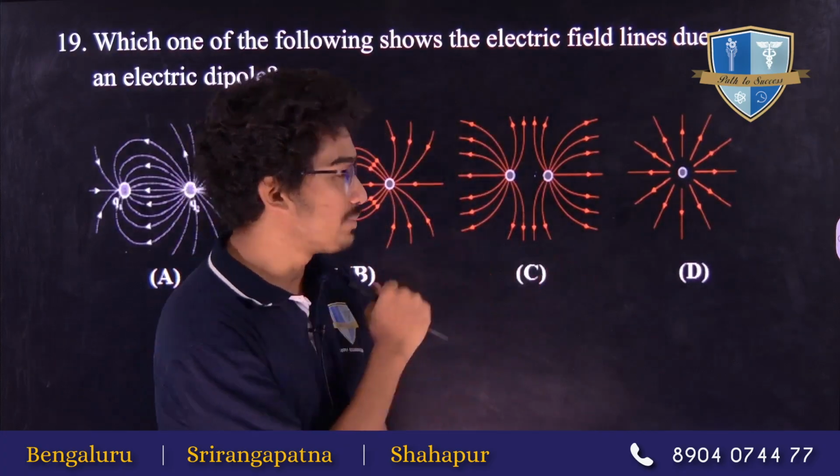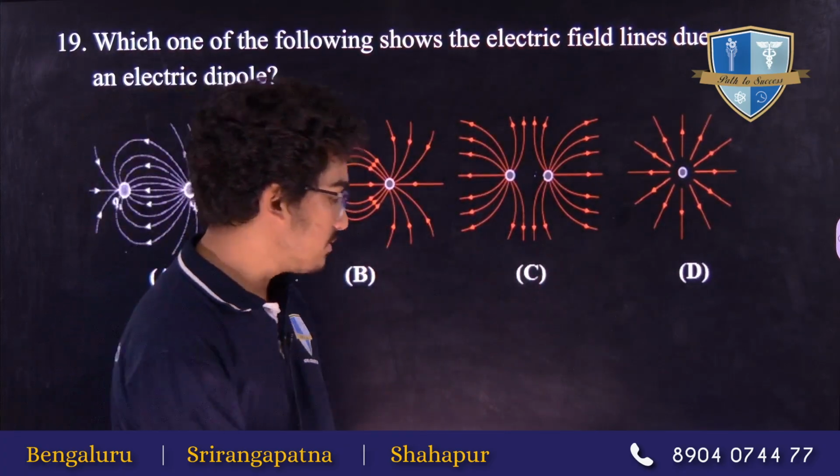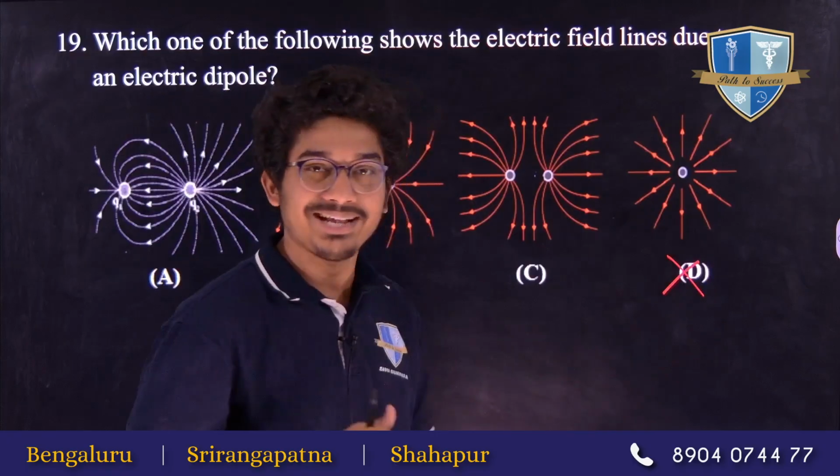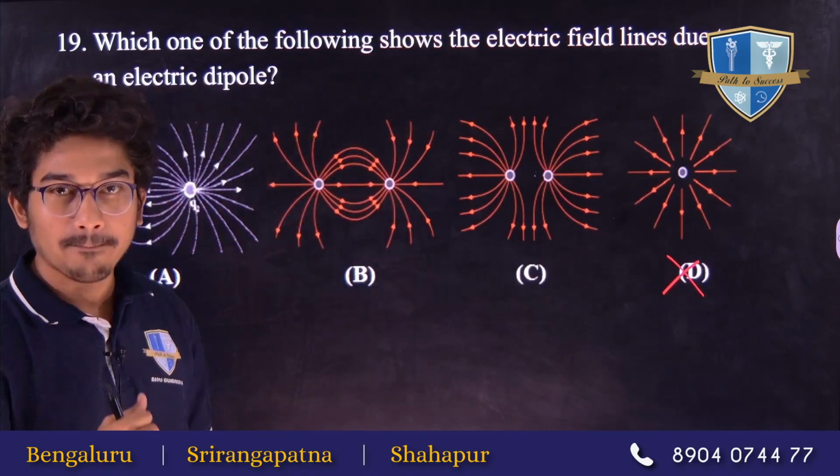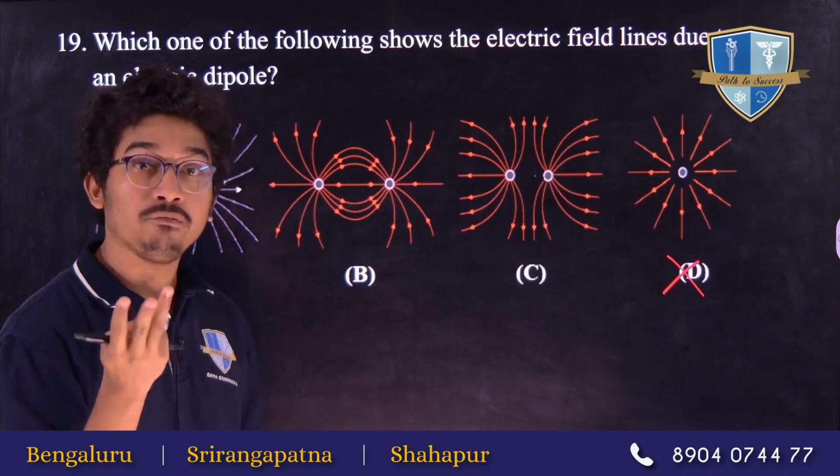So first of all, let's see option D. There is only one charge. So this will never be our correct option, because for electric dipole we need at least two charges, and in all other options there are two charges, but we need one positive, one negative of equal magnitude.